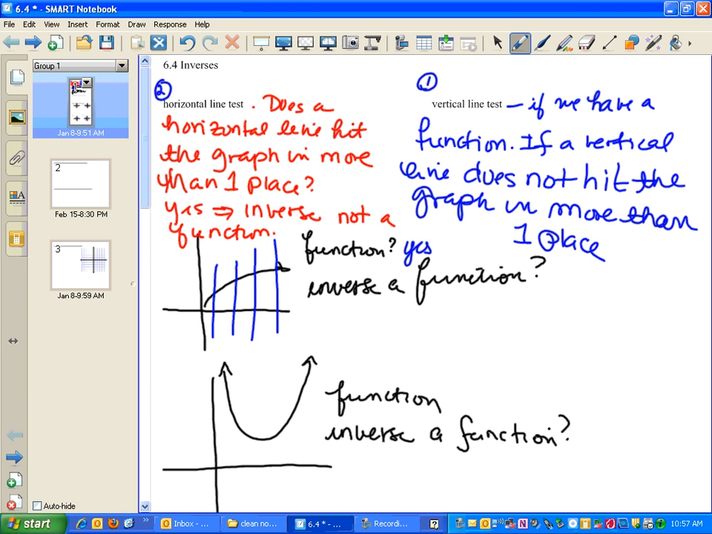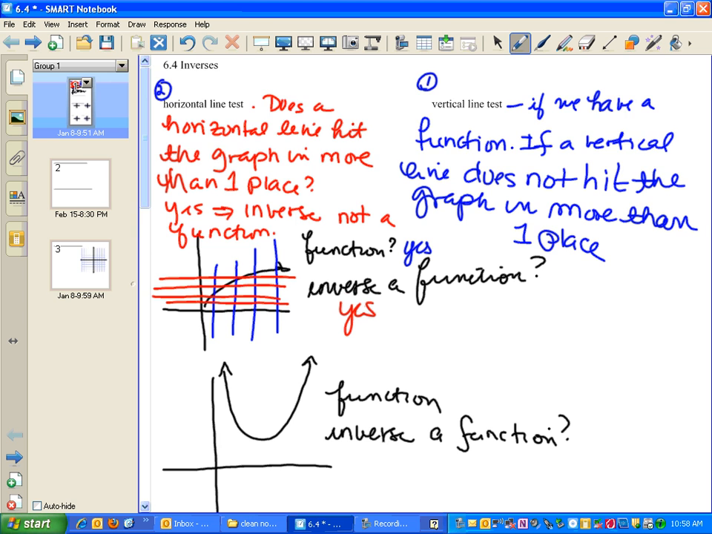Are we clear on that? So we'll look at this one again. Can I draw a horizontal line, and does it hit it anywhere other than at one point? No. So is the inverse a function? Then it would be yes. Yes, because it can't. We don't want the horizontal line or the vertical line hitting the graph in more than one spot. It can only hit once on that graph.